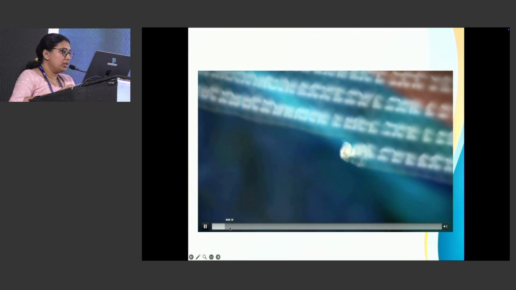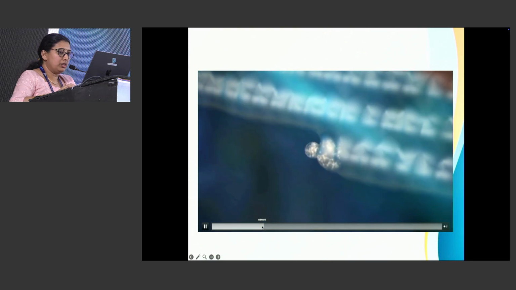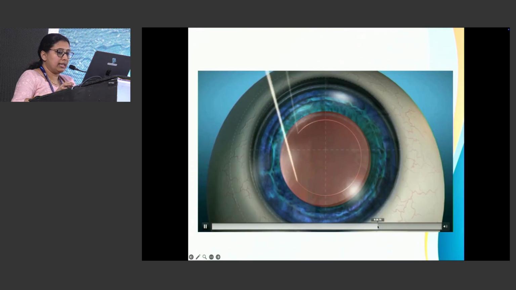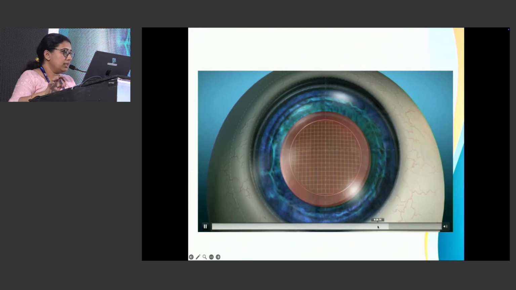So this is the formation of plasma and the cavitation bubble. This is how the tissue is dissected, and this is an animation of that.